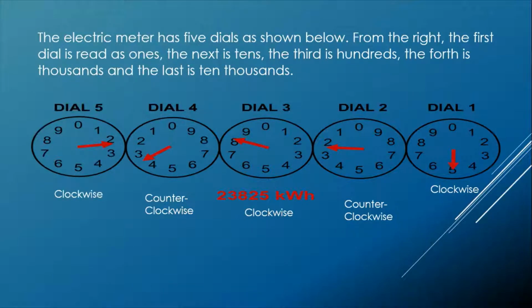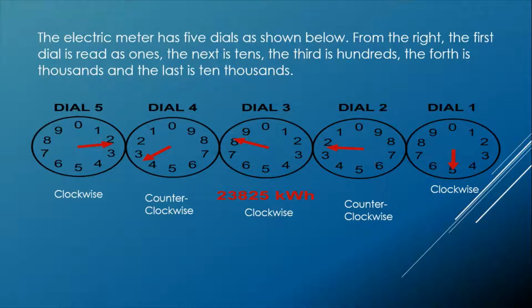From the right, the first dial is read as ones, the next is tens, the third is hundreds, the fourth is thousands, and the last is 10,000s. For the first dial, it rotates clockwise. For the second dial, it rotates counterclockwise. For the third dial, it rotates clockwise. For the fourth dial, it rotates counterclockwise. And for our last dial, it rotates clockwise.